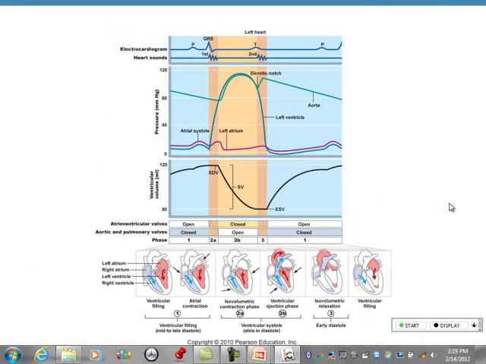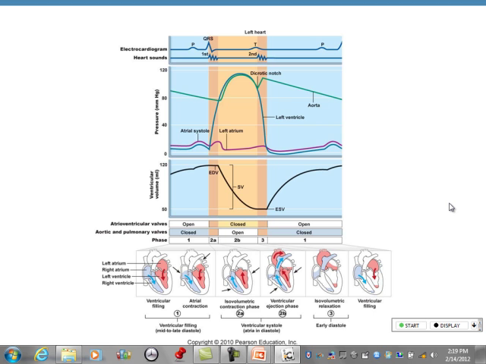Okay, remember this diagram ties everything in, all the concepts in this chapter. So when you look at it, try and get it down here. Down here we're talking about valves open, atrioventricular valves. What's another name for the aortic and pulmonary valves? The semilunar valves. And what phase we're going through is down here.